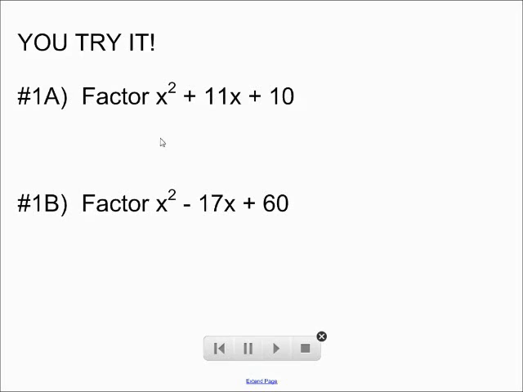So why don't you take some time now and try and factor these. Remember the rule, you're looking for factors of C that add up to B. Press pause, and when you're ready, press play, and you'll see my solutions.